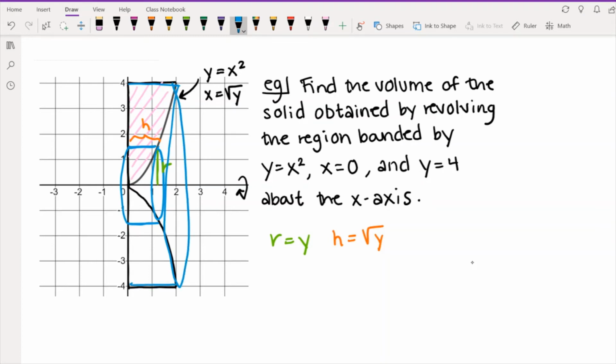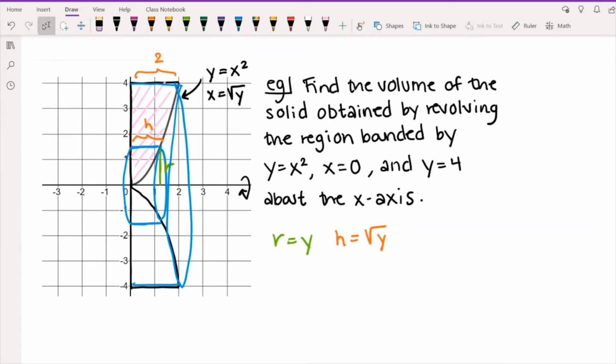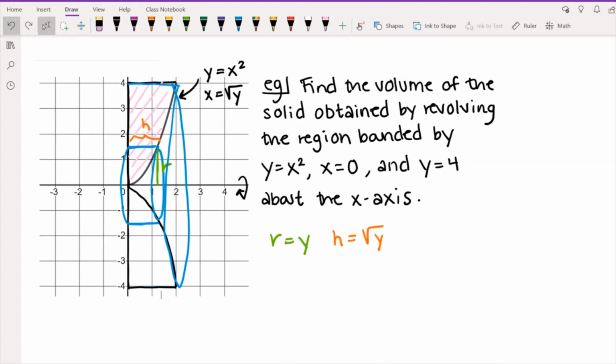So if you're at a y value of 4 and you wanted to find the height, well, if you take the square root of 4, you get 2. And that's exactly what this height is, right? This is 2. So it makes sense. When you pick your y value of where you're drawing your cylinder, if you take the square root of that y value, that tells you the height of the cylinder.